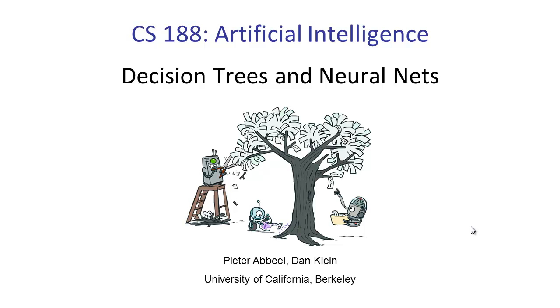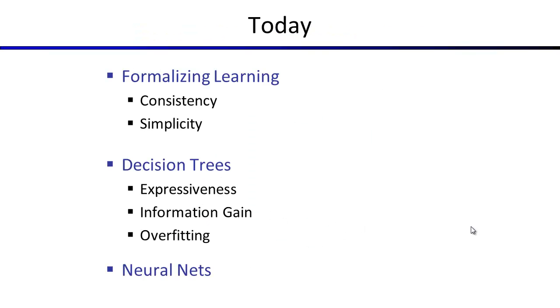So today, our last lecture on machine learning, we're going to look at decision trees and neural nets. We're also going to look at a little bit of learning theory, and that's what we'll kick it off with. So, formalizing learning.